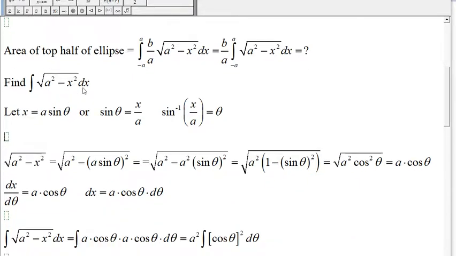And therefore this integral right here, the integral of the square root of a squared minus x squared dx, now becomes this. The square root of a squared minus x squared is a cosine of theta, so we have a cosine of theta. dx is also a cosine of theta d theta. So we end up with a times a, which is a squared, and cosine times cosine is cosine squared. Now we need to find the integral of cosine squared of theta.